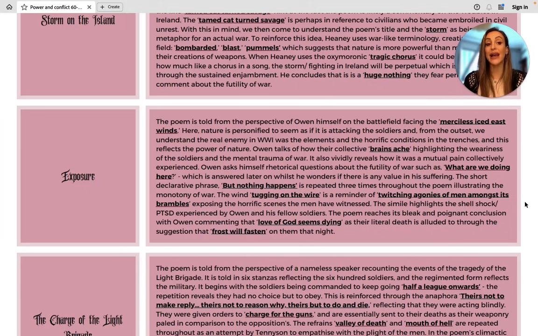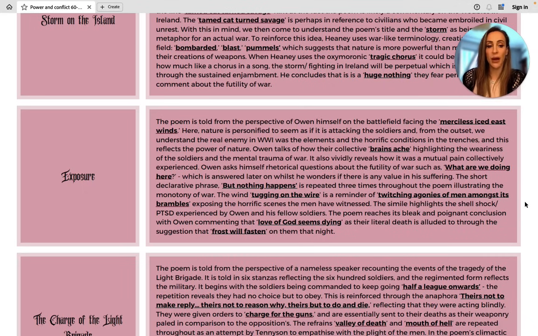Owen talks of how their collective brains ache, highlighting the weariness of soldiers and the mental trauma of war. It also vividly reveals how it was a mutual pain collectively experienced. Owen asks himself rhetorical questions about the futilities, that's the pointlessness, again, of war, such as, what are we doing here? Which is answered later on, whilst he wonders if there is any value in his suffering.